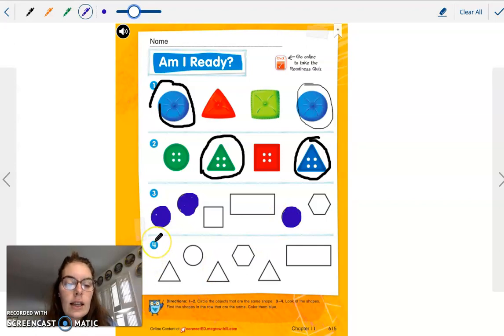Okay, let's look at number four. Let's name them. Triangle, circle, triangle, hexagon, triangle, rectangle. Okay, so I see that there are three triangles, so I'm going to color all the shapes that are the same, blue. So I saw that there were three triangles, so I'm going to color in the three triangles.